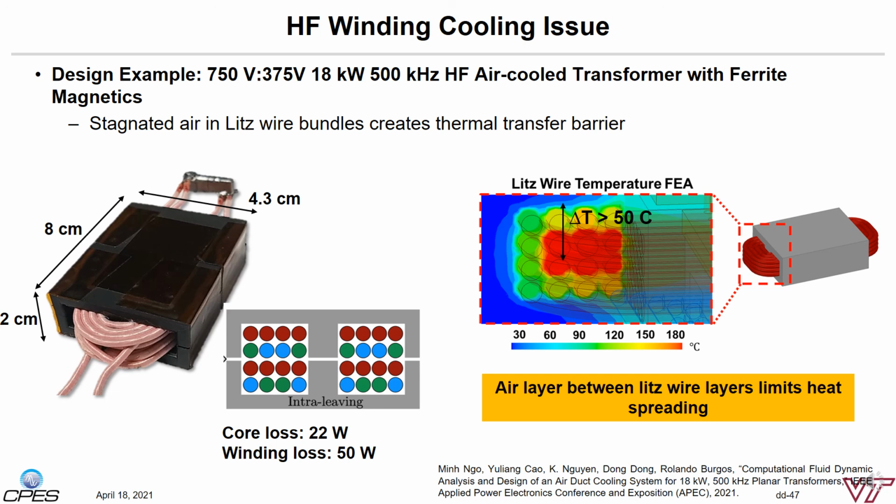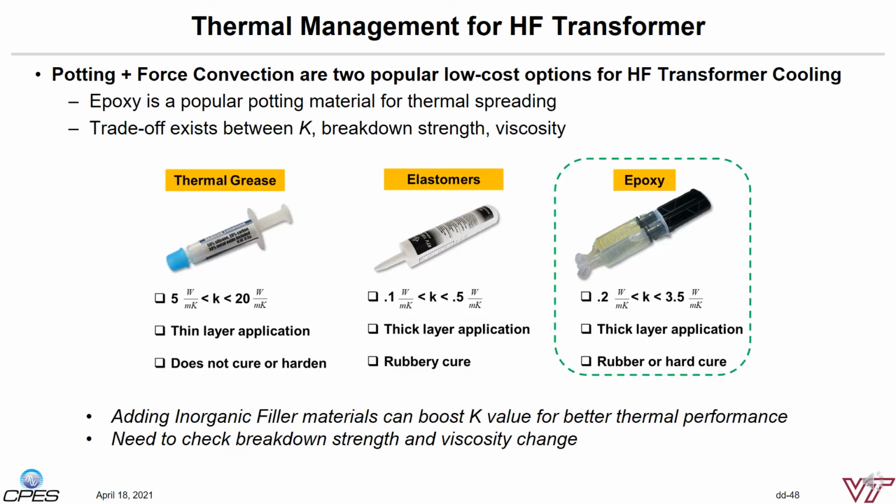This is due to the stagnated air pocket trapped inside the lead wire. Such stagnated air creates a thermal insulation layer, which causes the overtemperature and even thermal runaway problems on the windings. To address the lead wire overtemperature issue, potting plus forced convection cooling can be considered as a cost-effective solution for the high-frequency transformer. Epoxy materials are popular for thermal spreading.